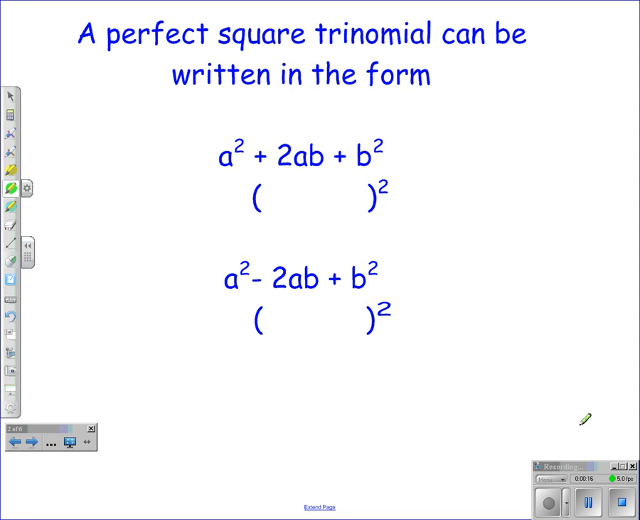The first is the perfect trinomial squares that you learned in chapter 9. a squared plus 2ab plus b squared factors into (a plus b) quantity squared. And a squared minus 2ab plus b squared factors into (a minus b) quantity squared. These are two items that you need to remember from chapter 9 to help you with completing the square.